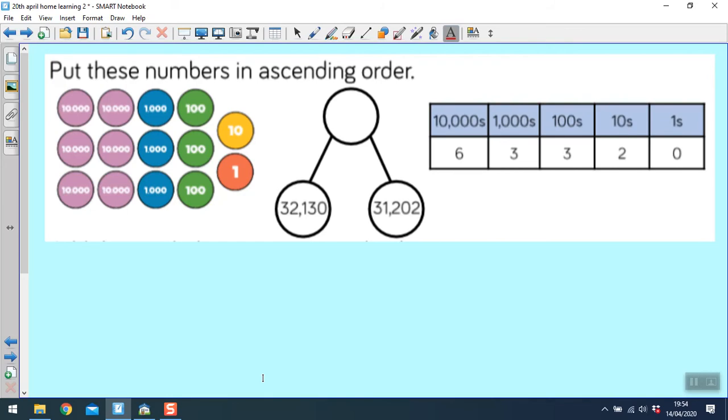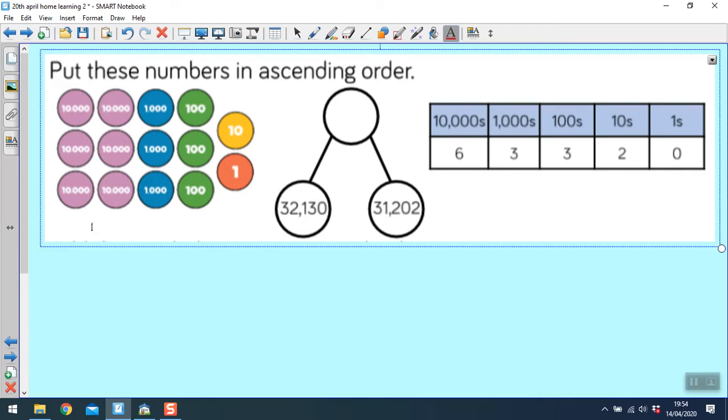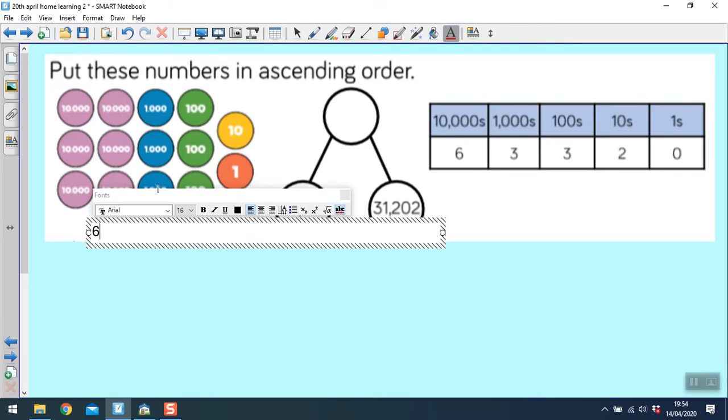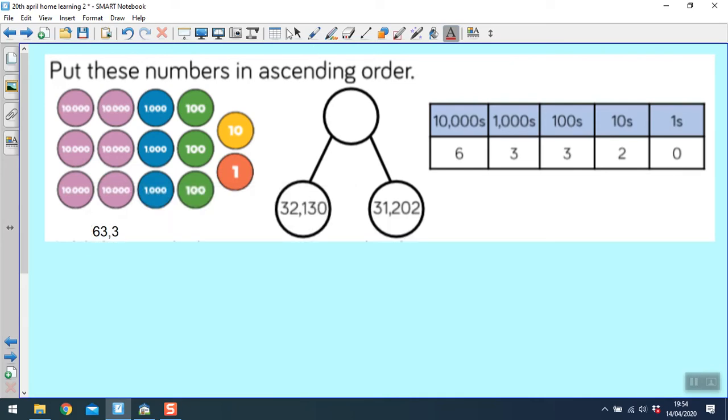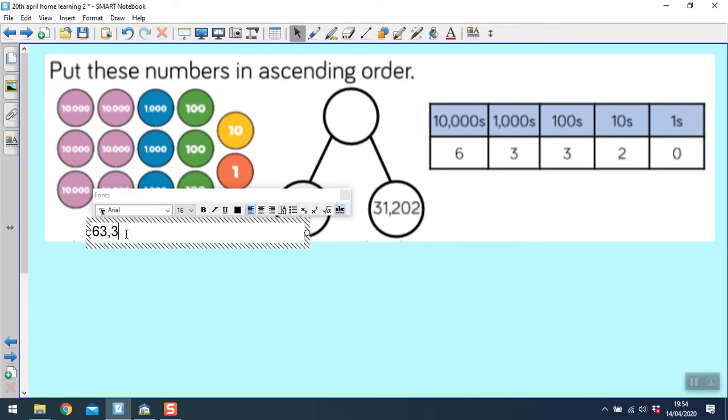For the next question, I've got to put the numbers in ascending order. Think about what ascending means. I can ascend the stairs. That means I'm going to go up the stairs. So I've got to put my lowest number first, my smallest number first, and then get bigger. So I need to write down what each number is actually worth. I'm going to add up all of these to start with. I've got 6 tens of thousands. I've got 3 thousands, 3 hundreds, 1 ten, and 1 one.